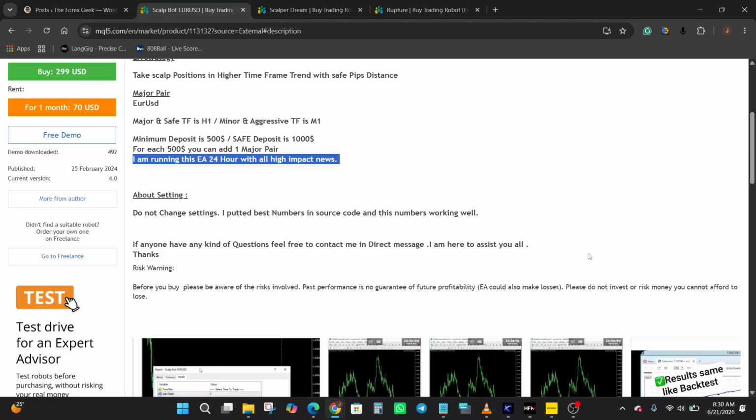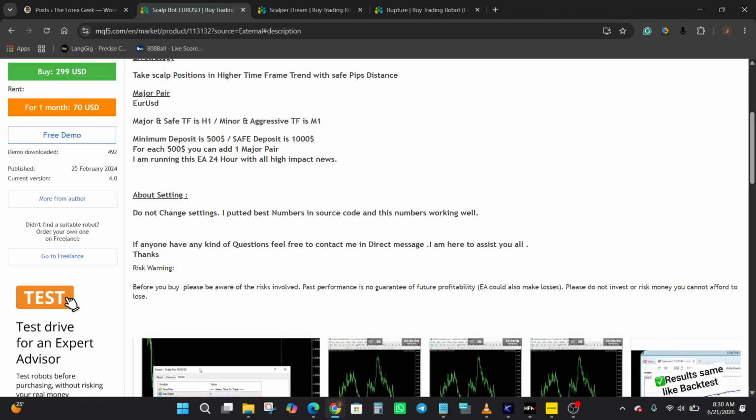So when it comes to settings, the guidance is very straightforward. The developer specifically advises users not to modify the settings, stating that the values embedded within the source code have already been optimized according to their testing and experience. Whether users decide to follow that recommendation or perform their own optimization is ultimately a personal decision, right? But it is useful to know the developer's intended configuration.